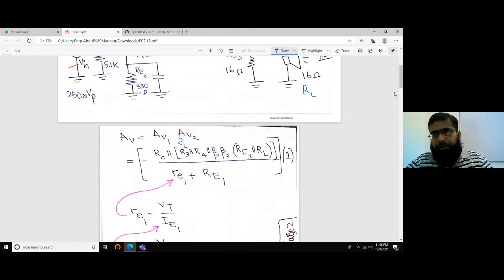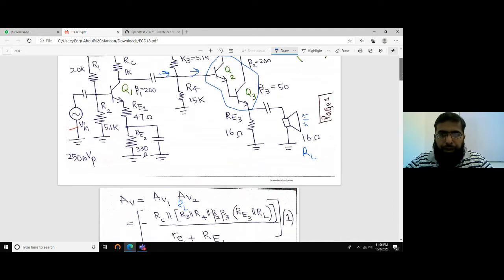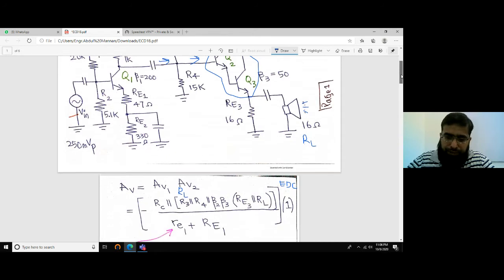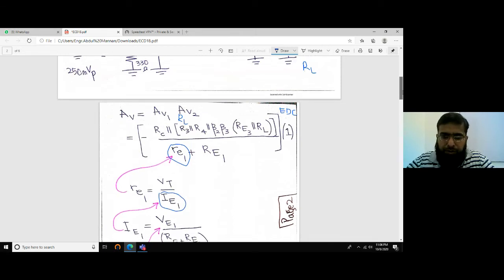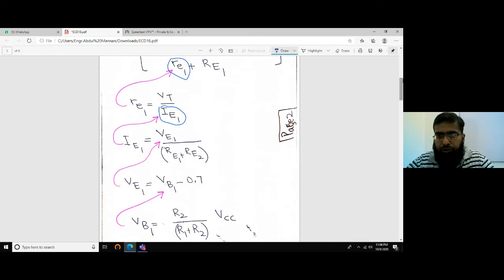AV2 is 1 because it is a common collector amplifier, or emitter follower. And we studied in the EDC course, the last course, that for a common collector amplifier, which we also call emitter follower, the voltage gain is 1. So that's simple. But in this expression, we have only one unknown, that is small re1. And we know that is VT over IE1. This is DC IE.